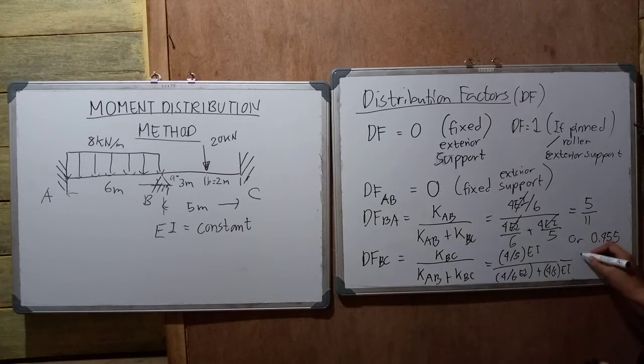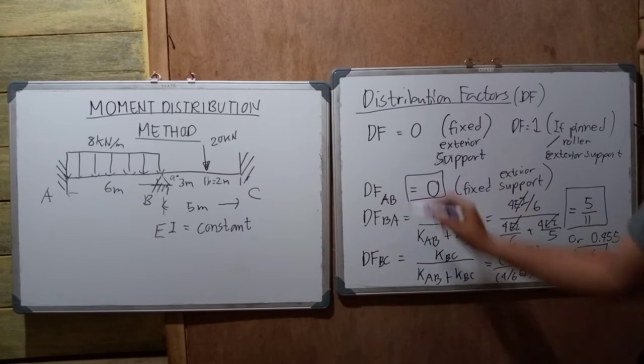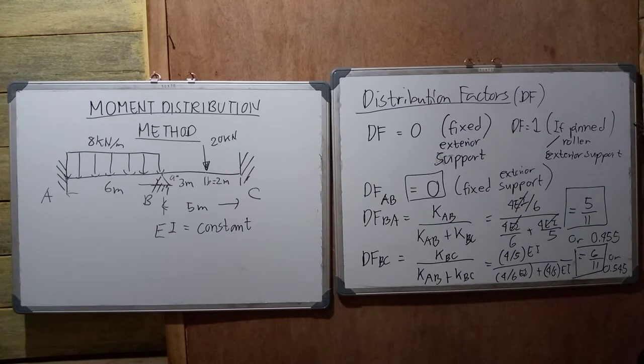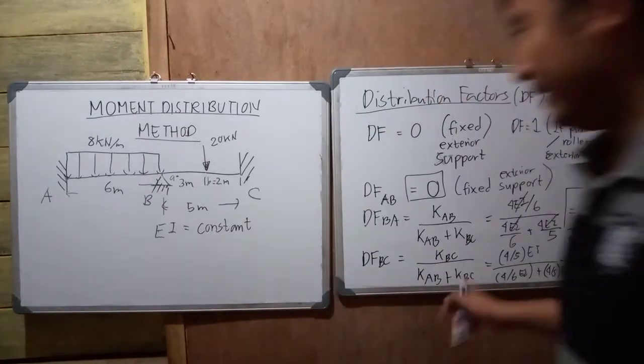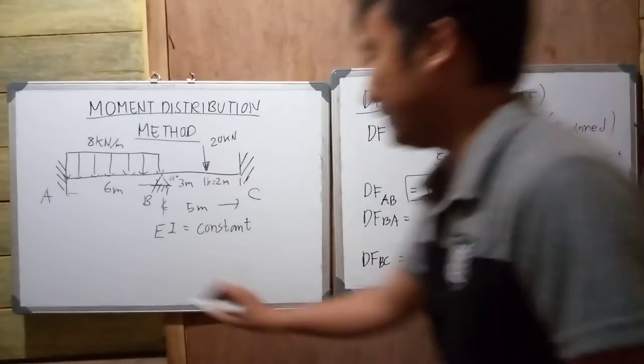So, is equivalent to 6 over 11 or 0.545. Okay? So, yun yung distribution factor natin, 5 over 11 o 6 over 11. Okay? We'll take it as fraction na lang para hindi malaki yung error natin. So, dito ko na lang isulat.